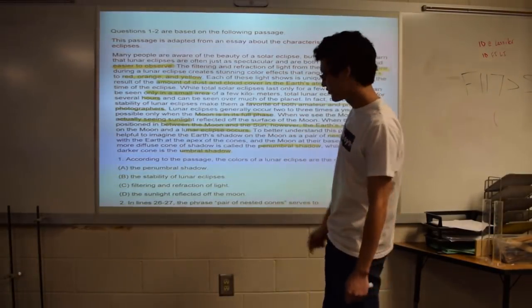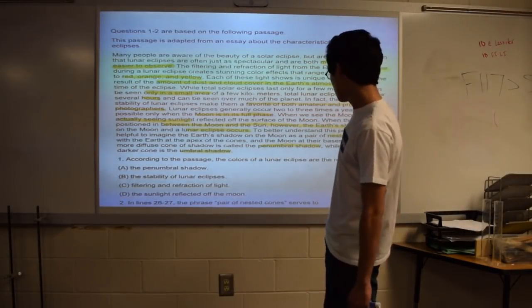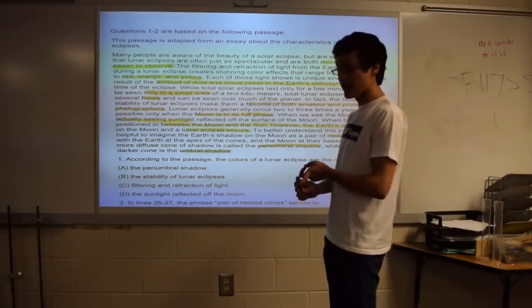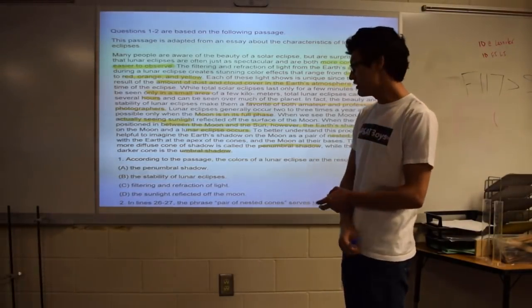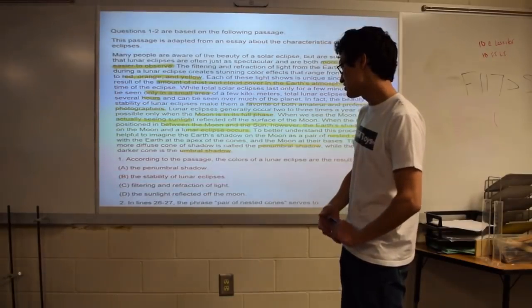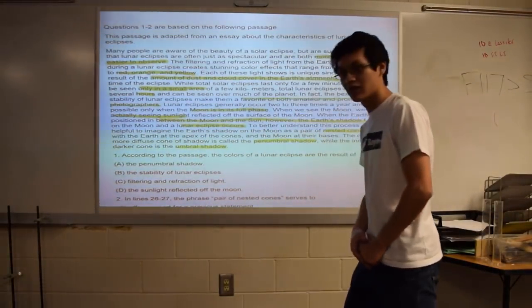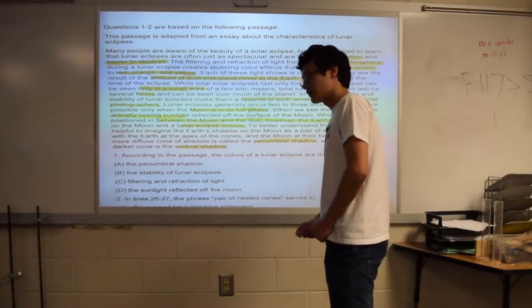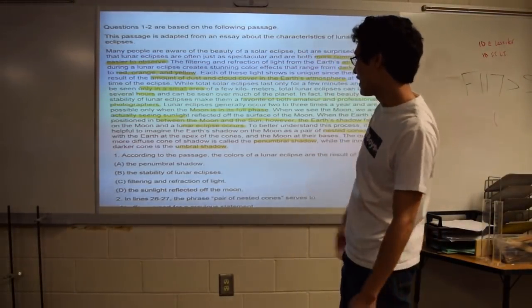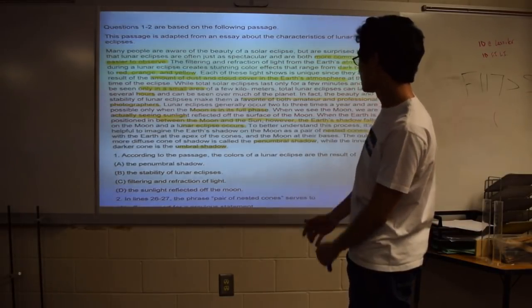So let's move down to the first question. According to the passage, the colors of a lunar eclipse are the result of A, the penumbral shadow, B, the stability of lunar eclipses, C, the filtering and refraction of light, or D, the sunlight reflected off the moon. So let's look at what we have highlighted to see if we have something that relates to that.